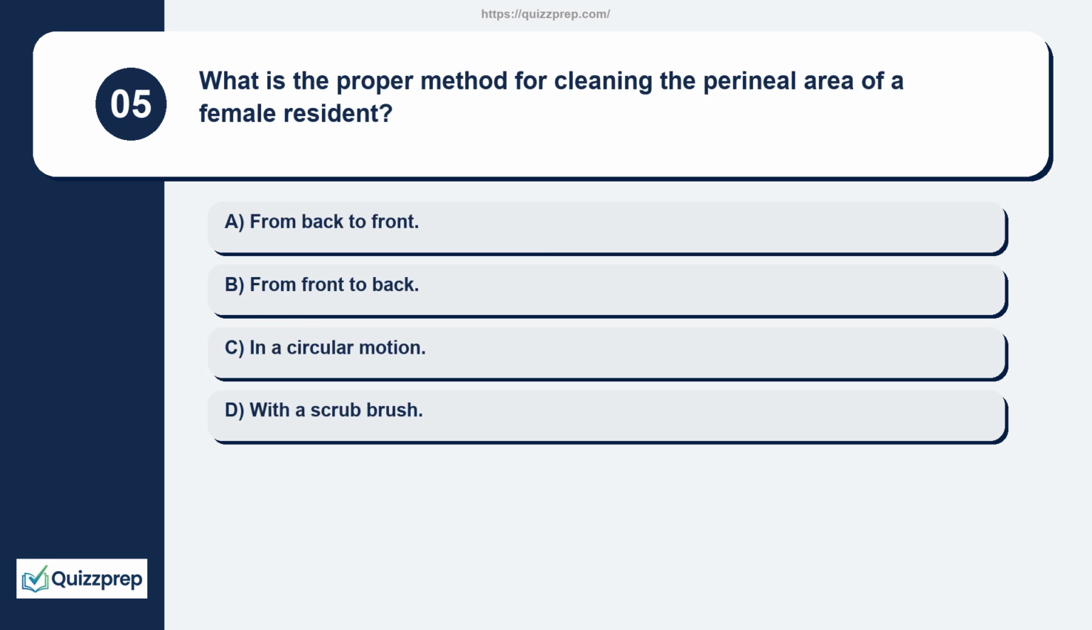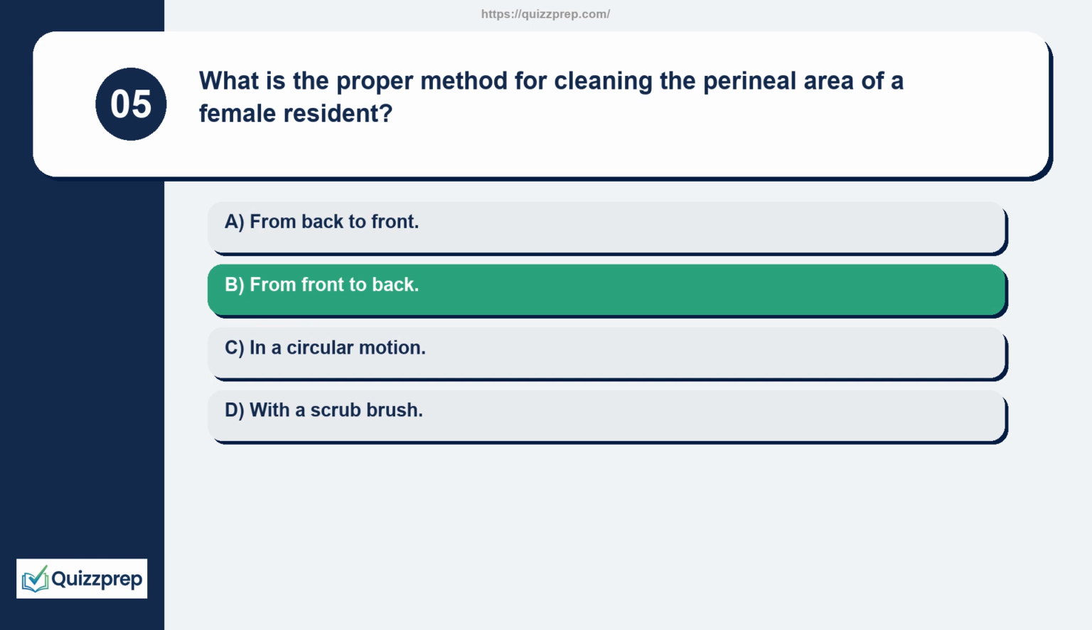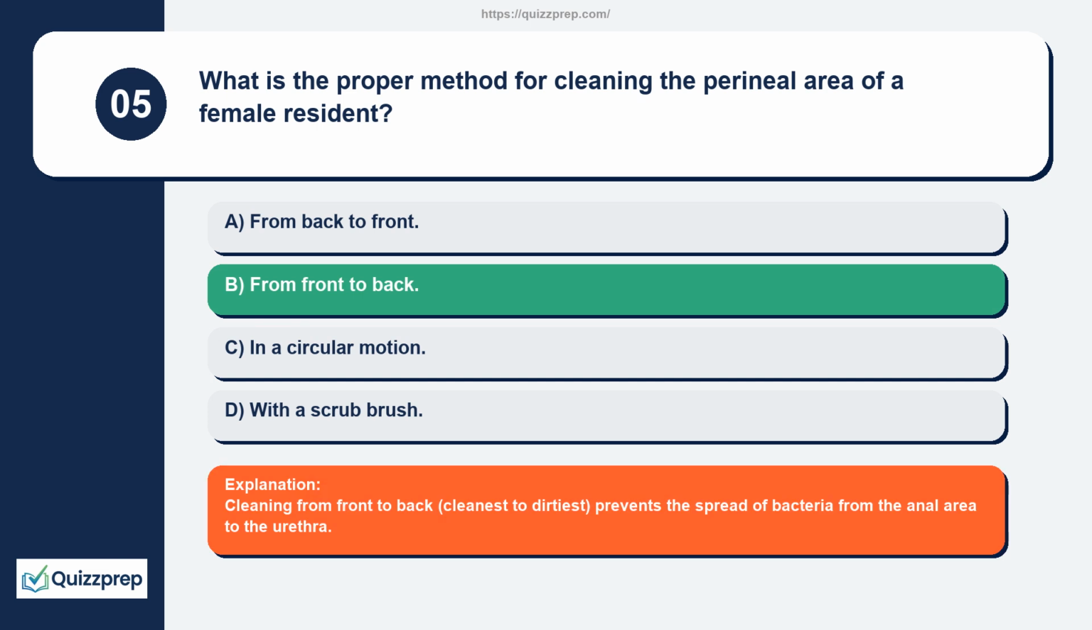Question 5. What is the proper method for cleaning the perineal area of a female resident? From back to front. From front to back. In a circular motion. With a scrub brush. Cleaning from front to back, cleanest to dirtiest, prevents the spread of bacteria from the anal area to the urethra.